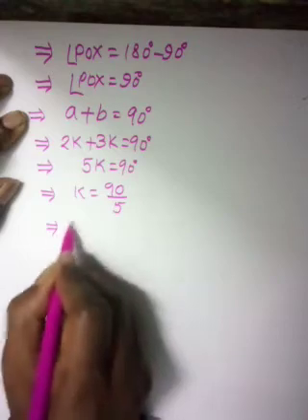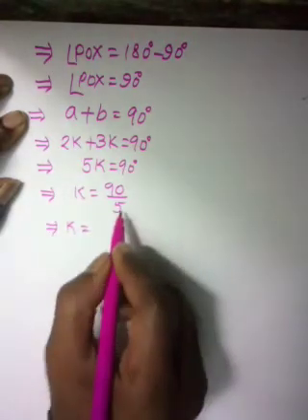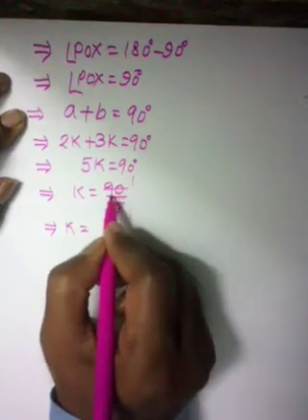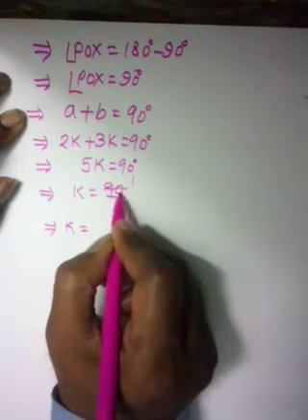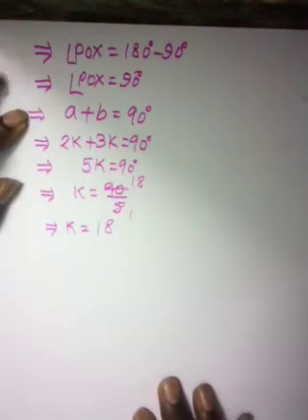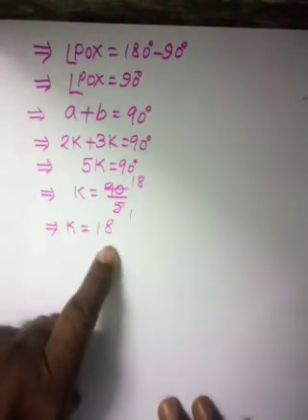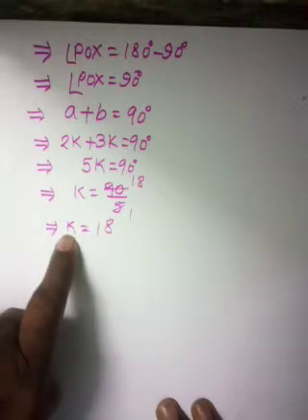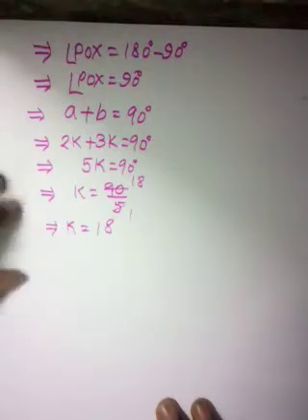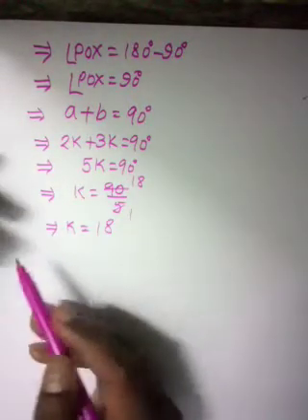Right. This implies k is equal to 5 ones are 5, and 5 1 times. How much will be left? 4. 4 0, 5 8 times. So k is equal to 18. Understood this step, my children? This is the value of k. So we got the value of k. Now let us substitute this k value in a is equal to 2k and b is equal to 3k. Okay, my children?